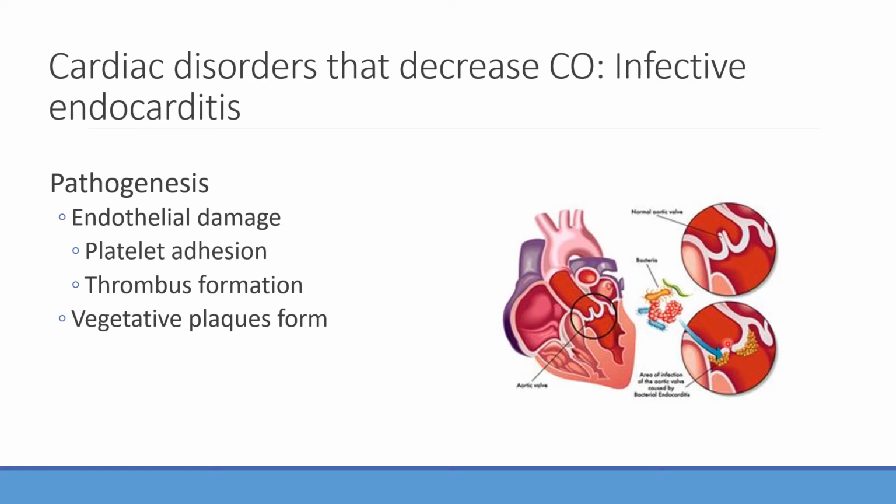So when these vegetative plaques form, they disrupt blood flow. Specifically, this is looking at the aortic semilunar valve. So this is leading from the aortic semilunar valve right here. And movement of blood out of the left ventricle through that aortic semilunar valve can be disrupted, affecting blood flow leaving that ventricle.